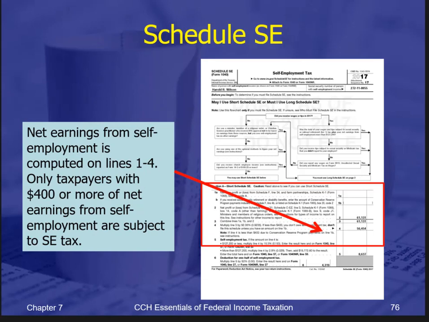Important note, you don't have to do this if you're self-employed and, after you multiply by 0.9235, it's less than 400. You can stop. You don't have to do self-employment tax. Well, wow, $400, whoop-de-doo. But yeah, that's the limit. That, again, hasn't changed in decades, so $400 might have actually been worth something at some point, but it isn't worth much anymore, but it's still the limit.